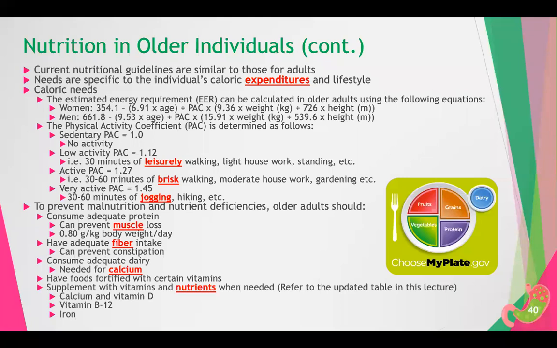They should also consume adequate dairy because this is needed for calcium. And we know that older individuals are at risk for developing osteoporosis, especially our older women. So we do want to make sure that they are getting enough calcium. Having foods that are fortified with certain vitamins. And then if they need to, they can supplement with vitamins and nutrients. And I do have an updated table in this lecture that I want you guys to remember. Some of those nutrients include calcium and vitamin D, vitamin B12, and iron.